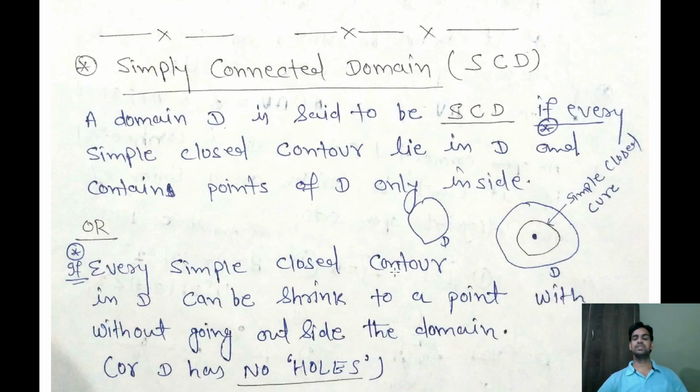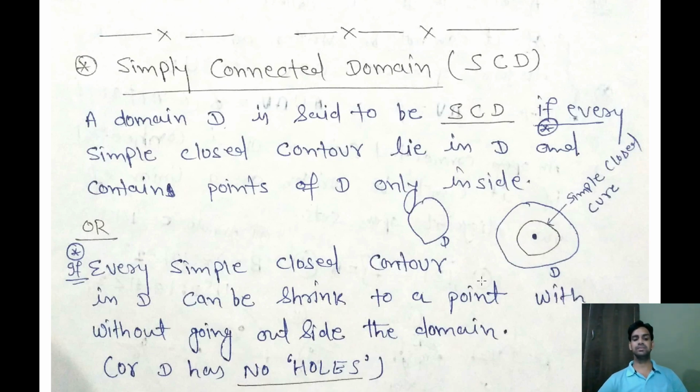A domain is said to be a simply connected domain if every simple closed contour in D can be shrunk to a point without going outside the domain. That means this is a domain. We are saying this is a simply connected domain. So we are taking a simple closed contour in the domain as this. We can shrink this contour to a point, and this point should lie inside that domain. That means this point cannot be outside of this domain. Hence, this domain is a simply connected domain.